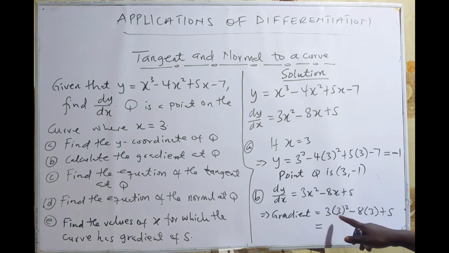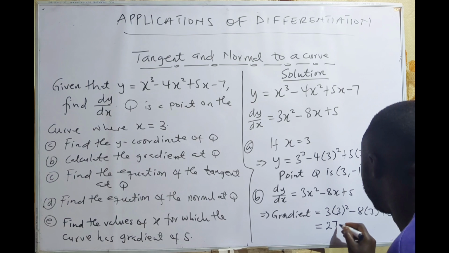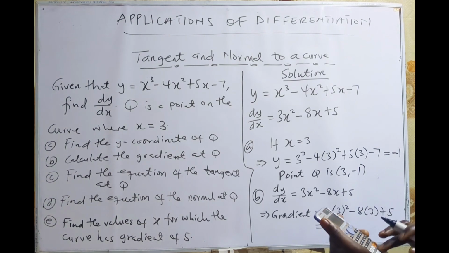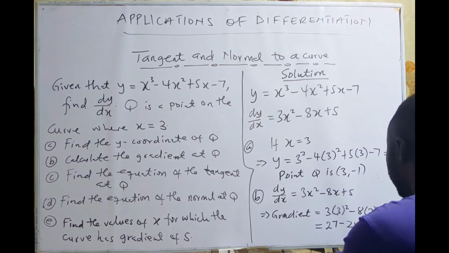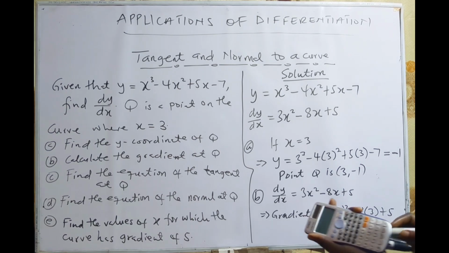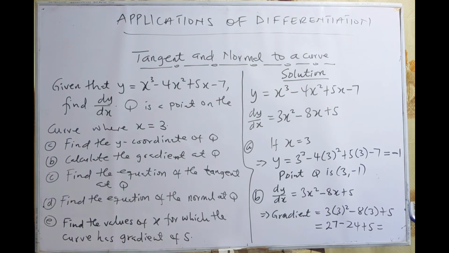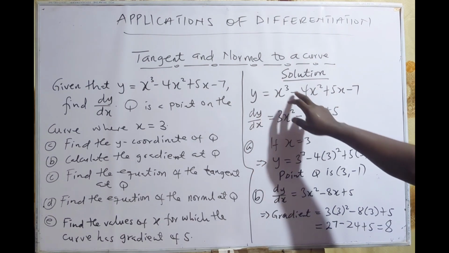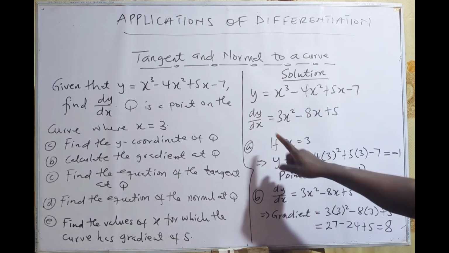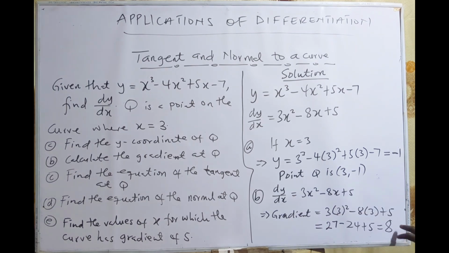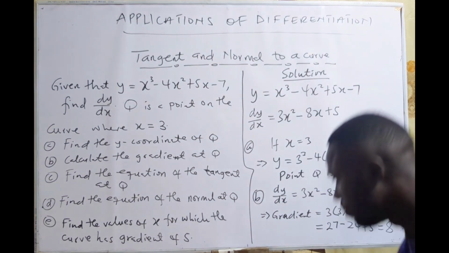Okay, so 3 times 3 squared will give us 27, minus 8 times 3 is 24, then plus 5. So 27 minus 24 plus 5 will give us 8. Okay, so for the curve x cubed minus 4x squared plus 5x minus 7, at where x is equal to 3, the gradient is 8. I believe that is clear. Okay, so let's continue.